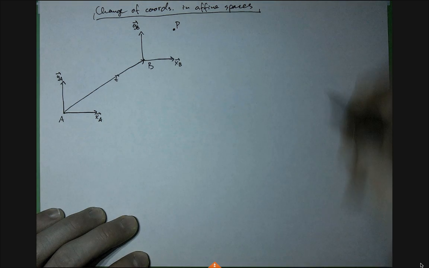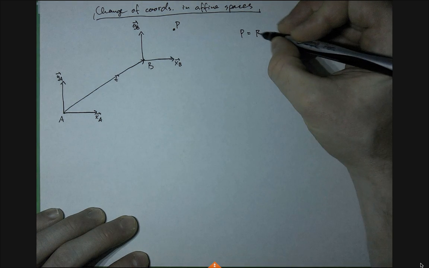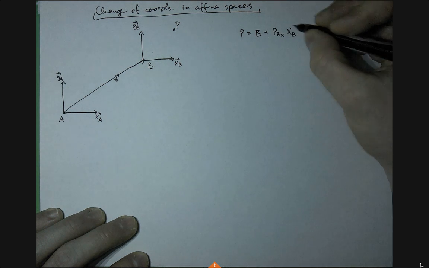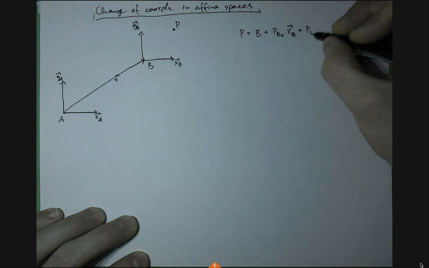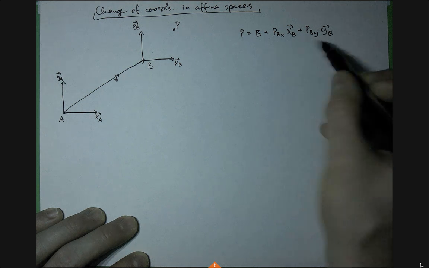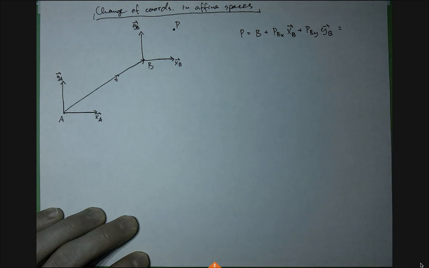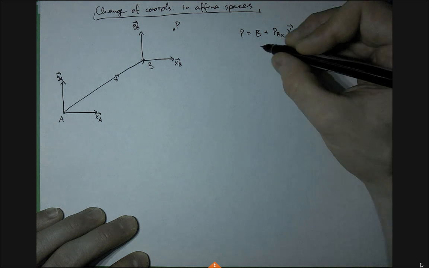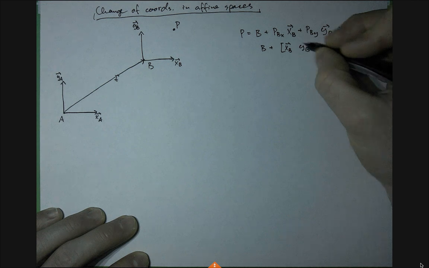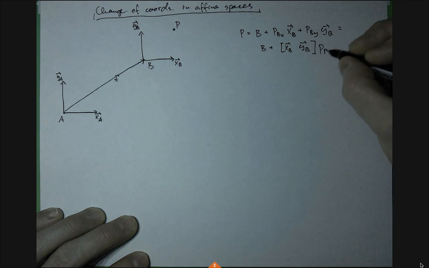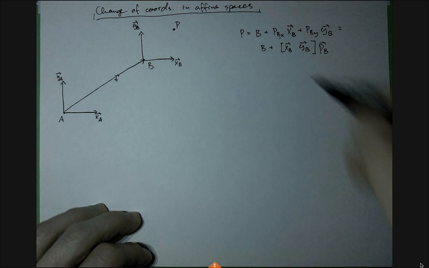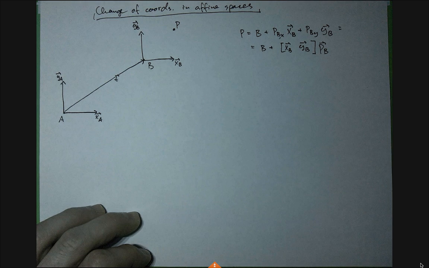So in the frame B, I can write my P as B, that's the origin, plus pbx xb plus pby yb, where the pbx and pby, just like before, those are the coordinates of my point in the frame B. So I can write it in a more compact notation as B plus [xb, yb] times pb. That's the vector which has components pbx and pby, just like before. The new thing here is that there is this origin B.